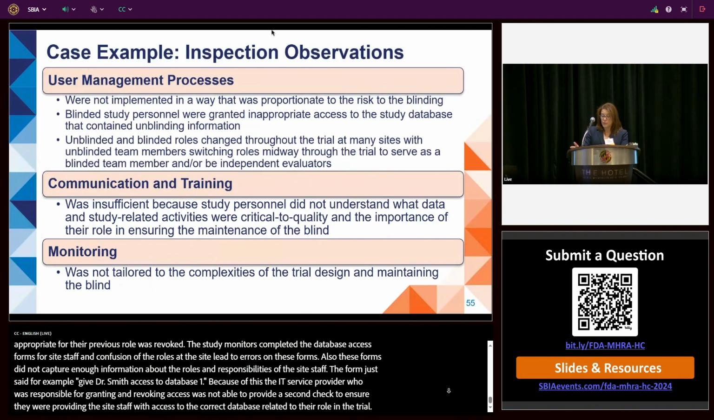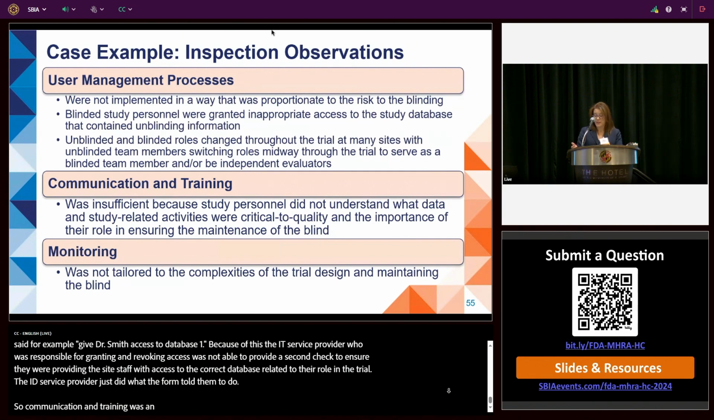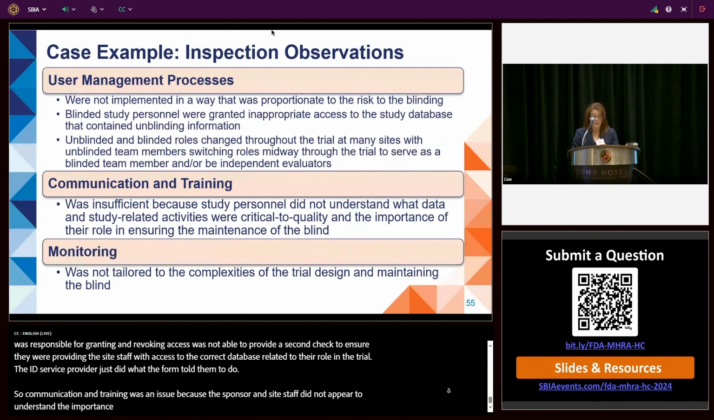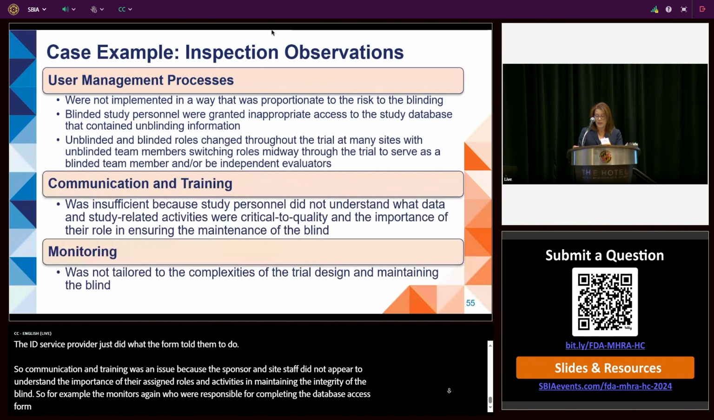So communication and training was an issue because the sponsor and site staff didn't appear to understand the importance of their assigned roles and activities in maintaining the integrity of the blind. So for example, the monitors, again, who were responsible for completing the database access form, weren't properly trained on the study design and the importance of ensuring that study personnel were correctly assigned to the right database.